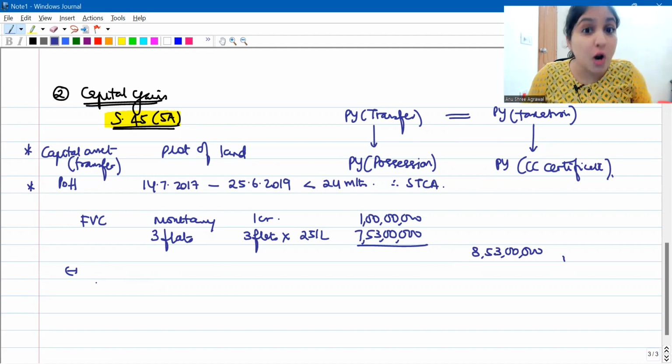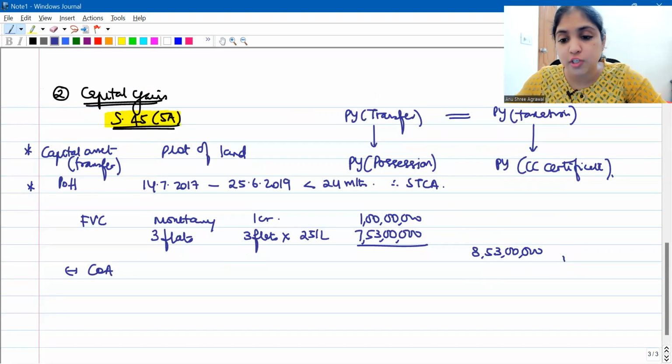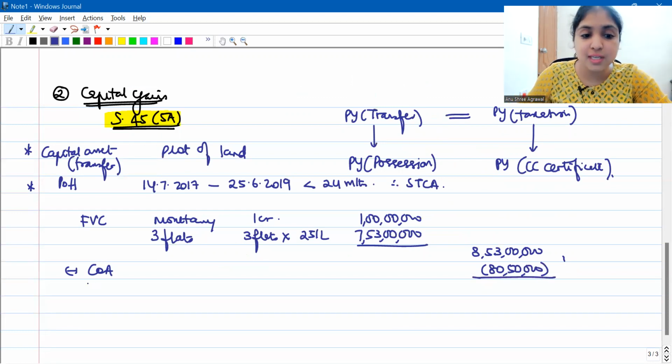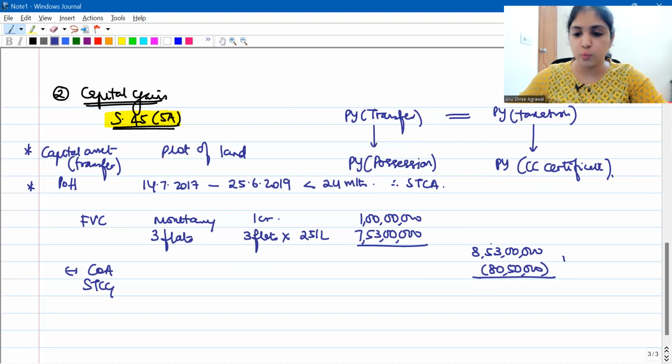Of course, we will not index the cost of acquisition because the period of holding is less than 24 months. So straight away we'll subtract the cost of acquisition. Long ago, Mr. Sakshar had purchased the property for 80 lakh 50,000. So his cost of acquisition is 80 lakh and 50,000. That leaves us with short-term capital gain of 8 crore 53 lakh minus 80 lakh 50,000, which is 7 crore 72 lakh and 50,000.